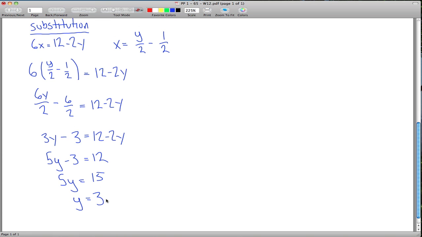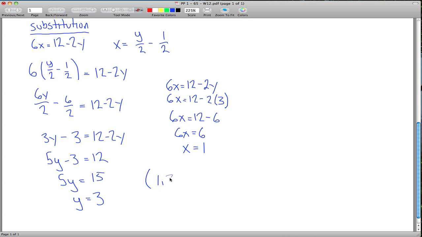And now that you know what y is, you can take that and plug it into one of these equations. You can plug it into either one. I think this one will be nicer because we won't end up with any fractions. So let's see here. 6x equals 12 minus 2y. That's just rewriting this equation right here. And now, instead of writing y, what I'll do is write 3 here because we know y is equal to 3. So we get 6x equals 12 minus 2 times 3, which is 6. 6x equals 12 minus 6, which is 6. Divide both sides by 6 and you get x equals 1. So for our solution we get 1, 3.